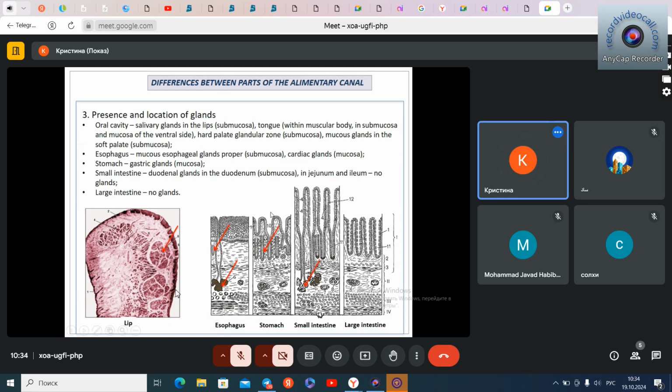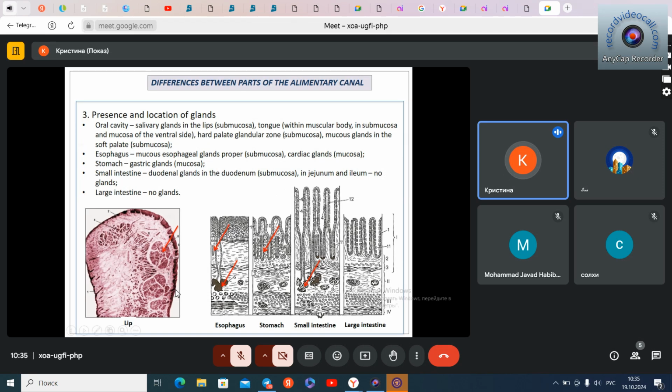Next, the presence and location of glands. In the organs of oral cavity, the salivary glands are present in lips, shown in this picture, so this is the location of the secretory portions of the salivary glands. Also in tongue, within the muscular body, in submucosa and mucosa of the ventral side, on the hard palate glandular zone in submucosa, and also in soft palate, where we have the mucous glands in submucosa.